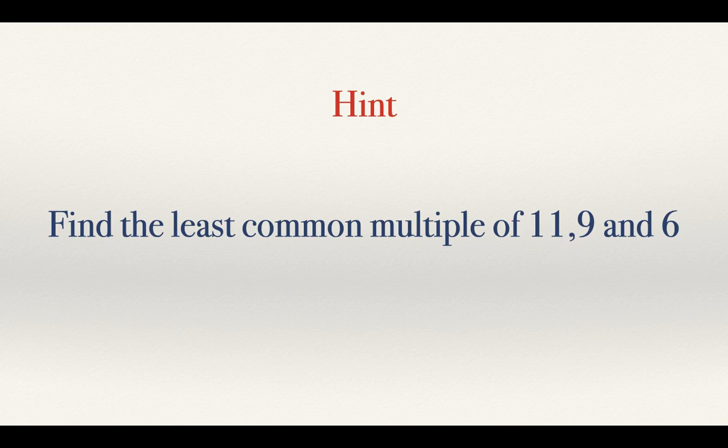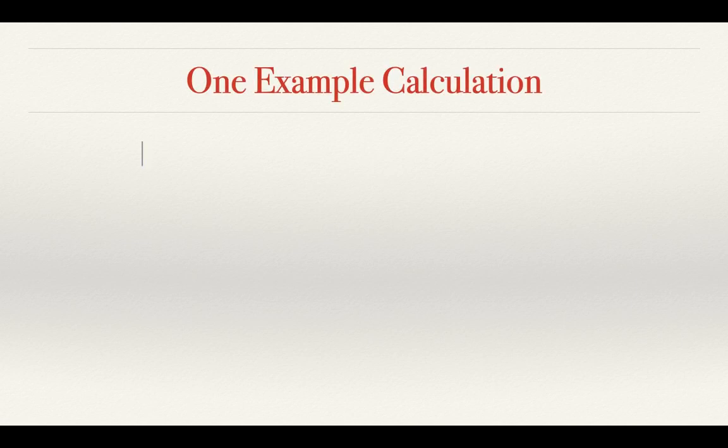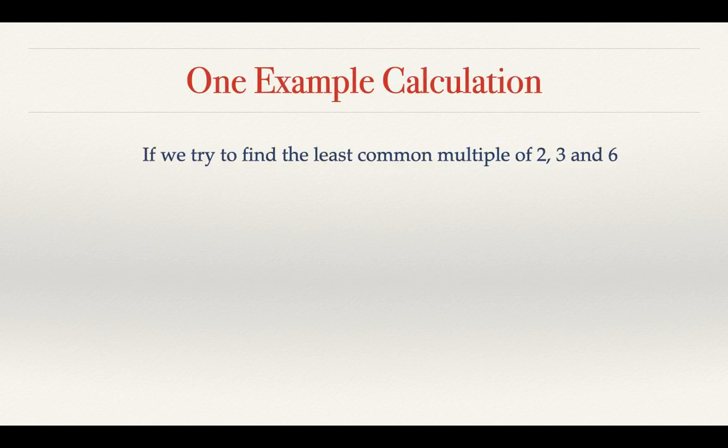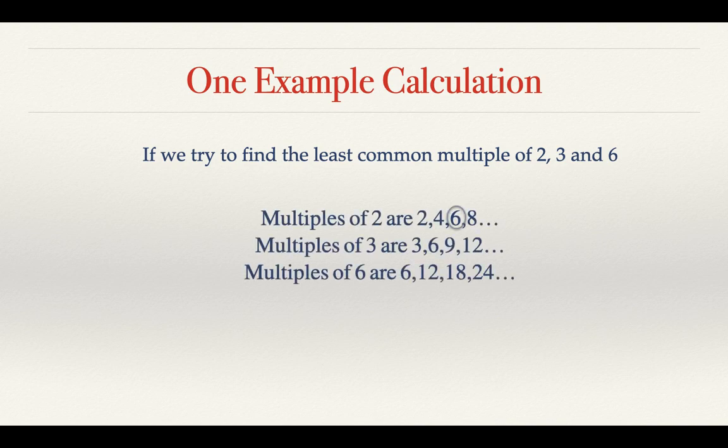Now the first hint. Find the least common multiple of 11, 9 and 6. So the basic thing we have to know to complete the first hint is the least common multiple. But before jumping to the main problem, first try to solve one example. We are supposed to find the least common multiple of 2, 3 and 6, which means we have to basically list the multiples of 2, multiples of 3 and multiples of 6 separately. After listing, we can see that 6 is the least common multiple.